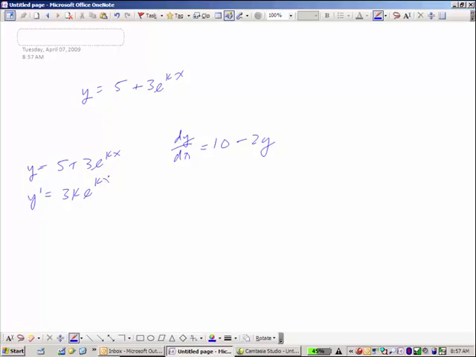3k e to the kx, so it's 3 e to the kx, and there's the times k. The chain is right there. Okay? I'm sorry, that's a plus there. Alright, so the derivative, 3k e to the kx, equals 10 minus 5 plus 3 e to the kx.